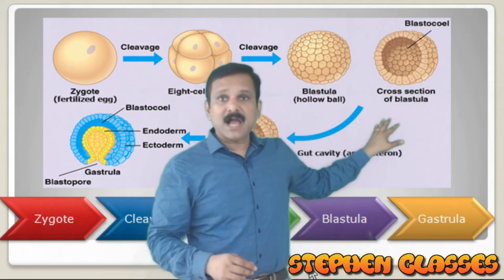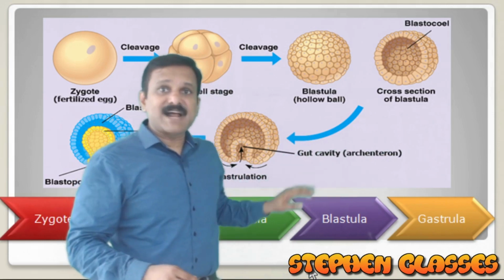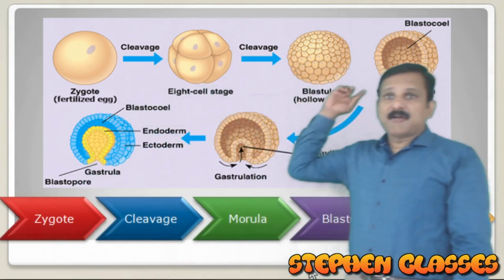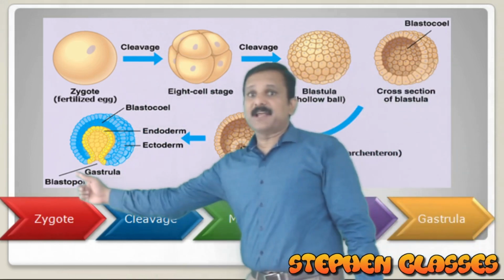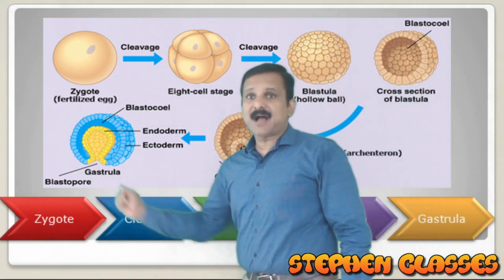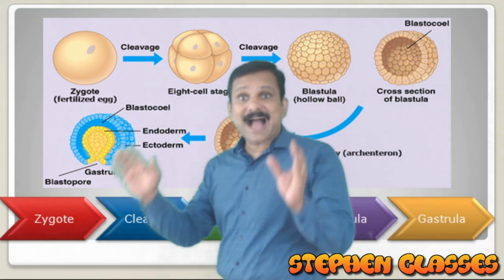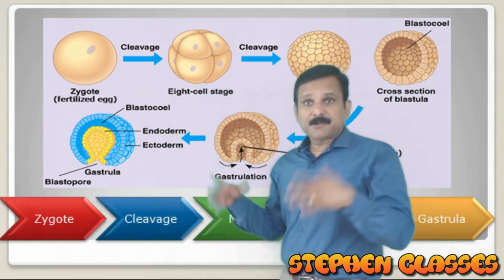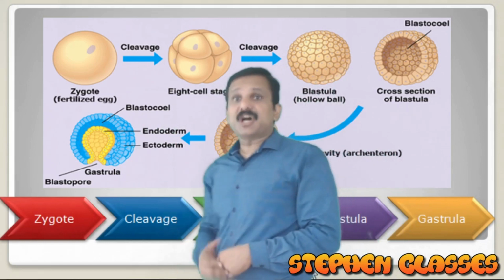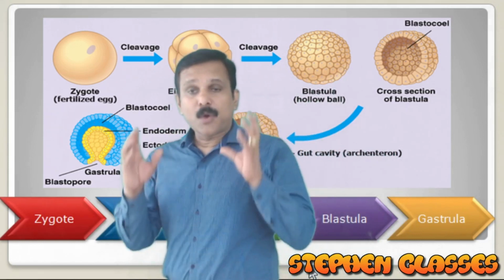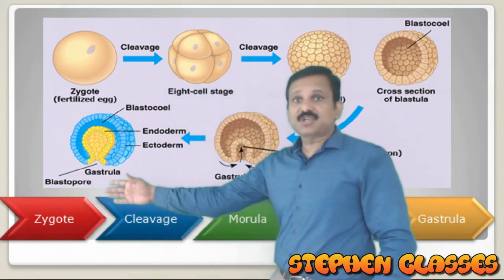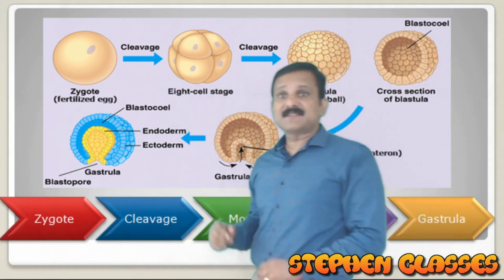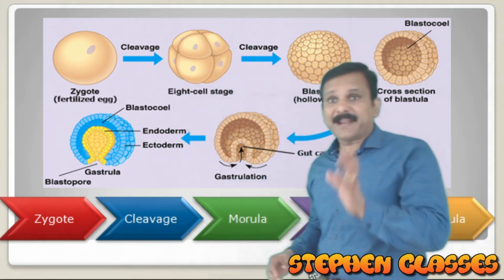And this blastula further gets transformed into a gastrula. Gastrula will have the germ layers. It will have ectoderm, endoderm, mesoderm. All these germ layers are formed within the embryonic structure called gastrula. So this is the sequence of events happening during embryonic development.